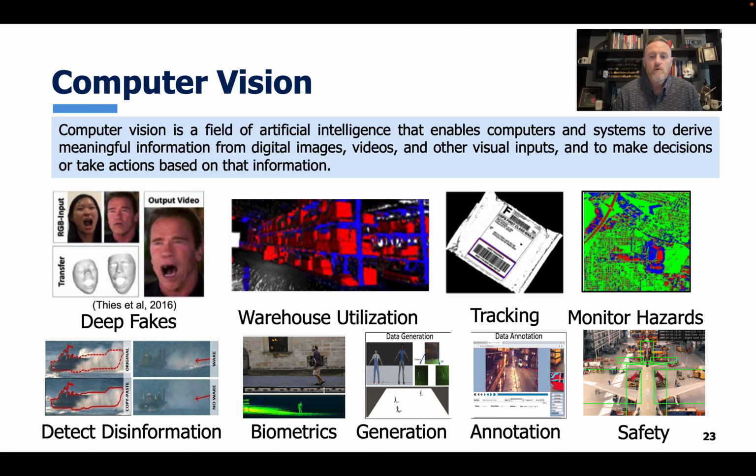So let's look in more depth at computer vision. Again, this is a field that's enabling computers to get meaningful information out of images, videos, or other visual inputs. We talked about the deep fakes. What you're seeing here is a lady creating a deep fake of Arnold Schwarzenegger. You see her yelling, and you see Arnold Schwarzenegger yelling in the output video, but it's basically making her facial features and voice look like that of Arnold Schwarzenegger.